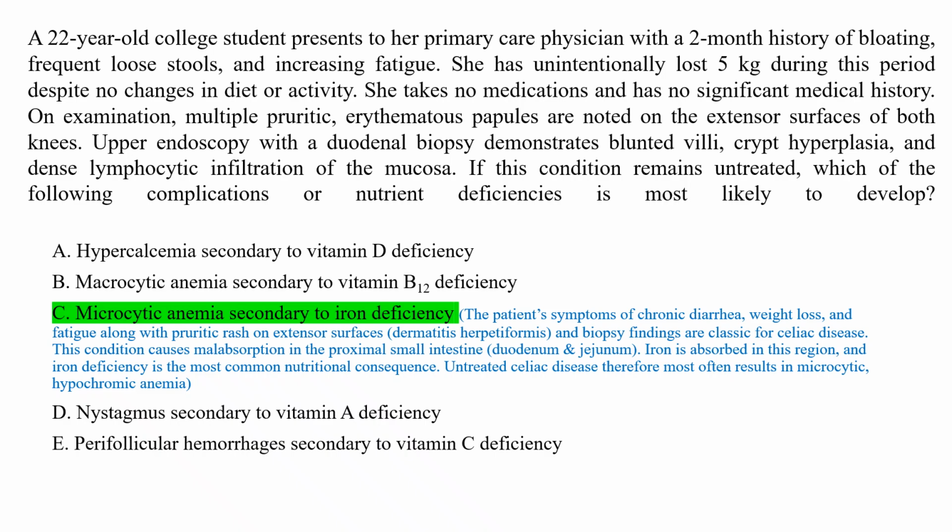This condition causes malabsorption in the proximal small intestine, which is usually the duodenum and jejunum. Iron is absorbed in this region, and iron deficiency is the most common nutritional consequence. Untreated celiac disease, therefore, most often results in microcytic hypochromic anemia.